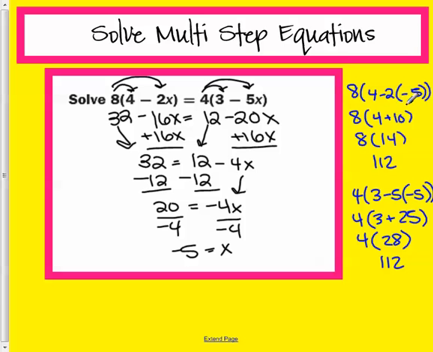So take a look. I plugged in my -5 for x. So I have a -2 times a -5, which is a +10. Plus 4 is 14, times 8 is 112. Over here I plugged it in, and a -5 times a -5 is 25, plus 3 is 28, times 4 is 112. So it checks.